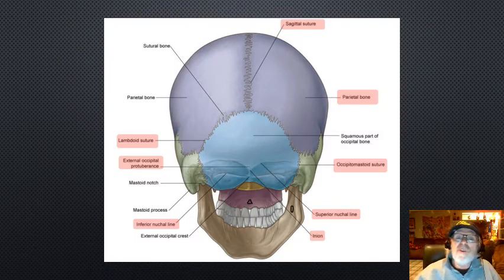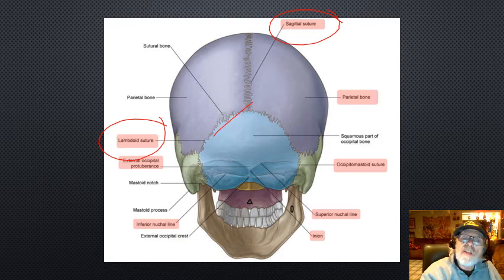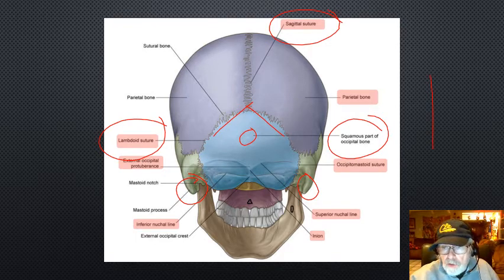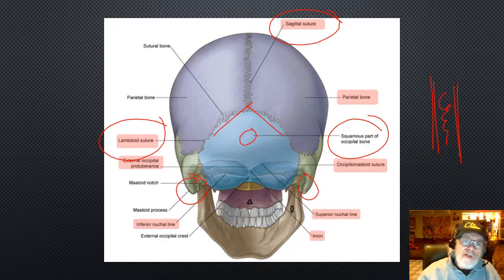This is just another view showing the same thing. Here's my sagittal suture, here's the lambdoid suture, here's the lambda right there. Here's the mastoid process down in there. Here's the occipital bone, the squama, which basically has an outer cortical bone, inner cortical bone, and the cancellous bone in between. That's all that means. Here's the external occipital protuberance. Here's the superior nuchal line, inferior nuchal line.